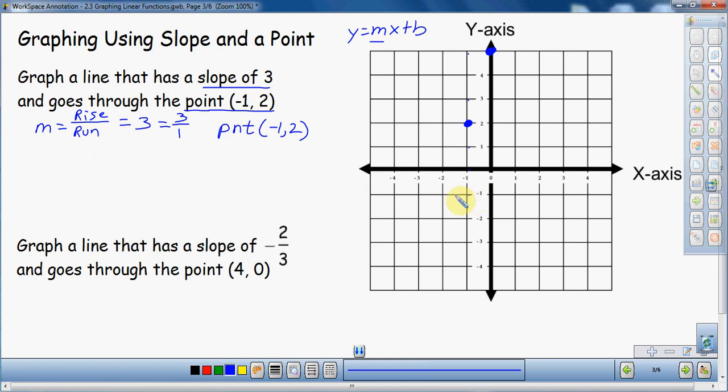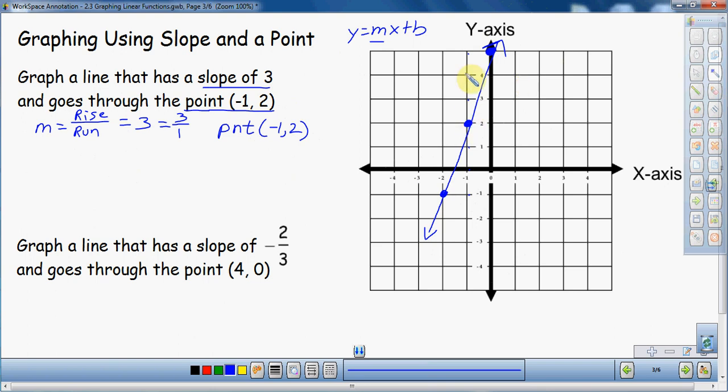1, 2, 3, and then I'm going to run 1. Now notice I ran to the left this time. That way all these points line up so that I can make a line. So let me see if I can draw this out. Here we go. Right there, and there is my line.